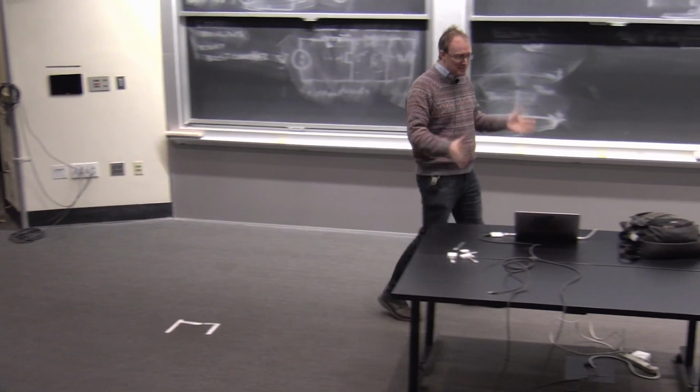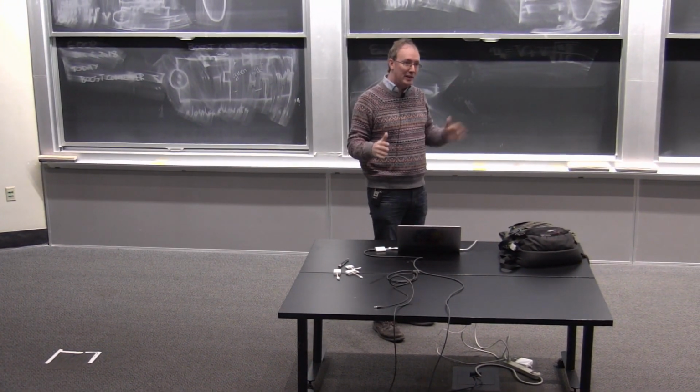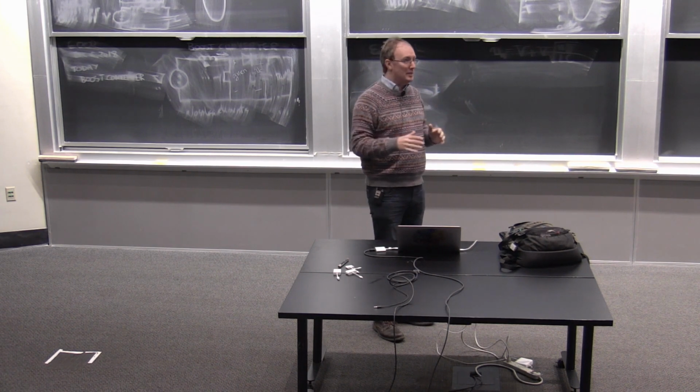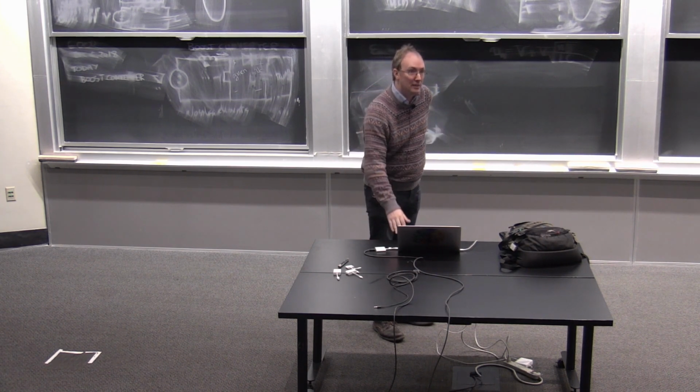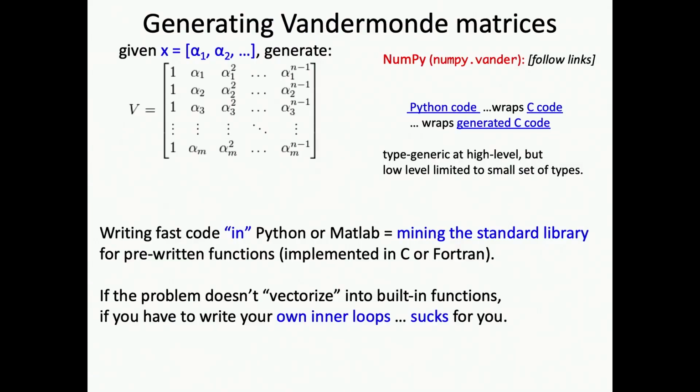There are lots of benchmarks that illustrate this. The goal of Julia is usually to stay within a factor of 2 of C. In my experience, you can usually get within a few percent if you know what you're doing. There's a very simple example that I like to use, which is generating a Vandermonde matrix.